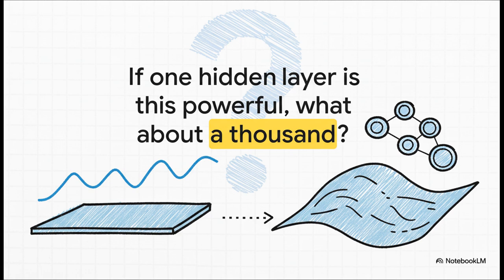And that kind of brings us to our final thought for today. We just saw the incredible power that was unlocked by adding just one hidden layer. So it begs the question, right? What happens when you don't just add one, but you add hundreds or even thousands of them? Well, that is the question that defines the entire frontier of deep learning today.